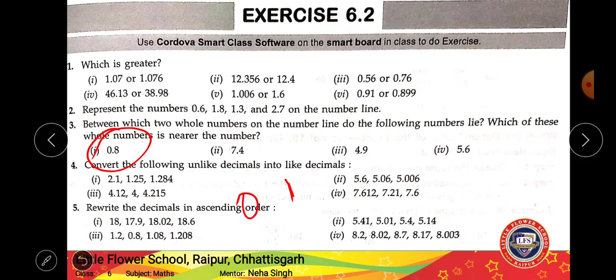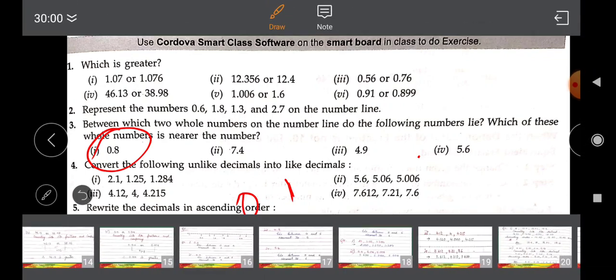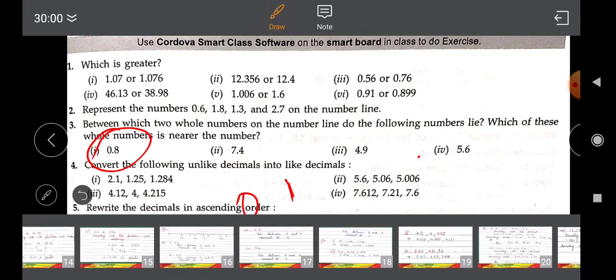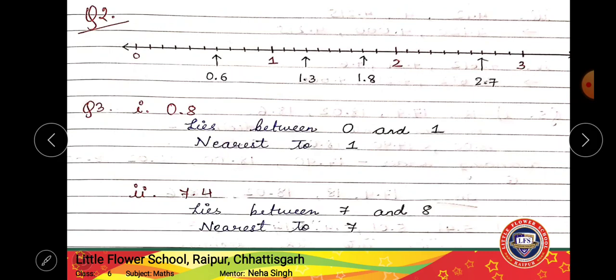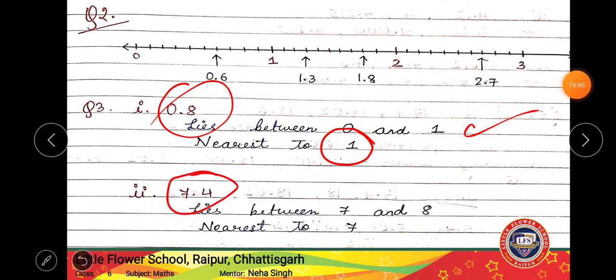And it will be nearer to 1, since 8 is greater than 5. See, if the decimal digit is less than 5, it will be nearer to the first number, right? If it is greater than 5, it will lie nearer to the next number. Suppose 0.2, this will lie between 0 and 1, that is clear. Sorry, 0.8. Now 8 is closer to 1, so it will be nearer to 1. Similarly 7.4, now 7.4 will lie between 7 and 8, obviously, since this 4 is less than 5, so it will be nearer to the first, that is 7.